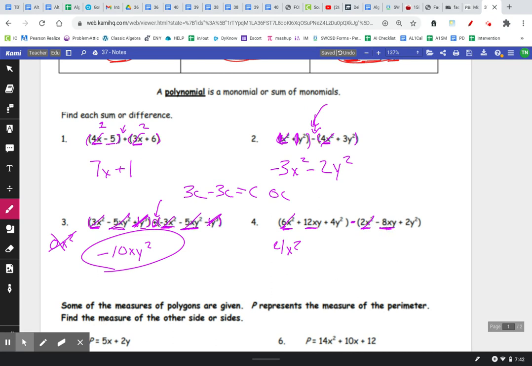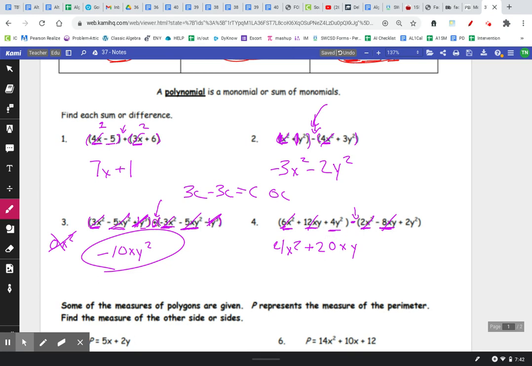Next piece, 12xy and negative 8xy. And I'm subtracting. 12 minus negative 8 is a positive 20. I need a plus sign for positive. Positive 20xy. It's saying, hey, I have 20xy's. Imagine you're holding 12xy's in your hand, and then you subtract negative 8xy's in your other hand. You would have 20xy's left. Done.